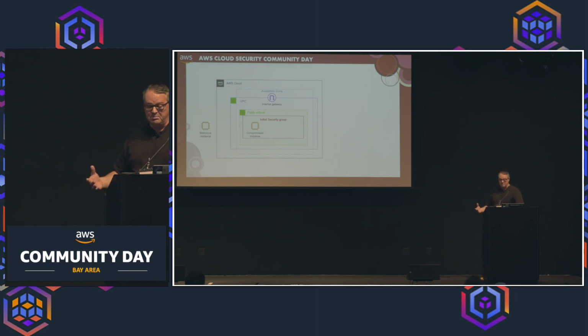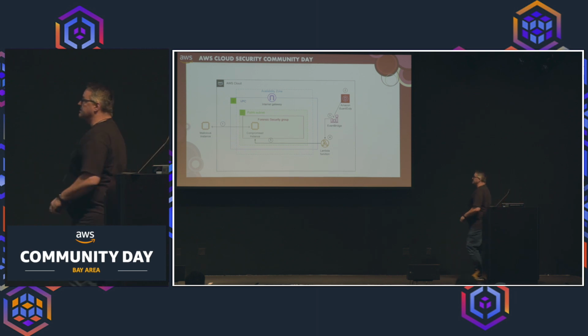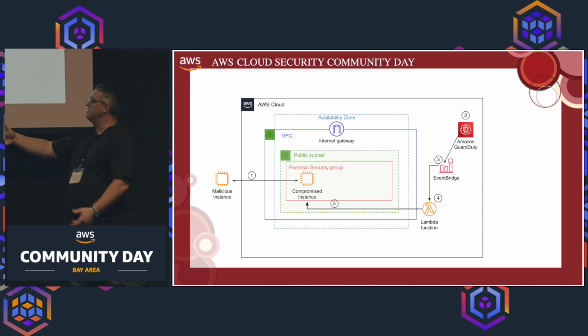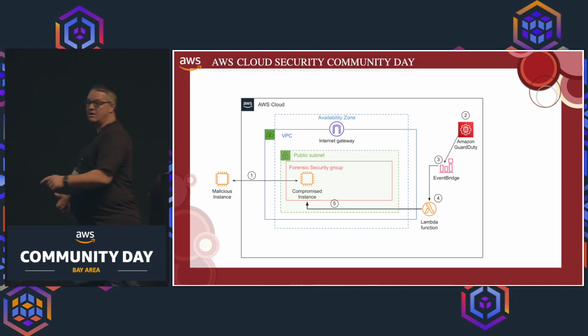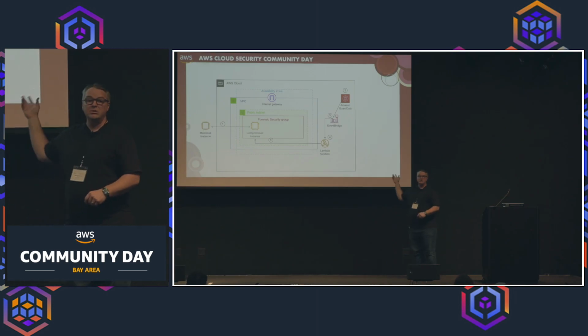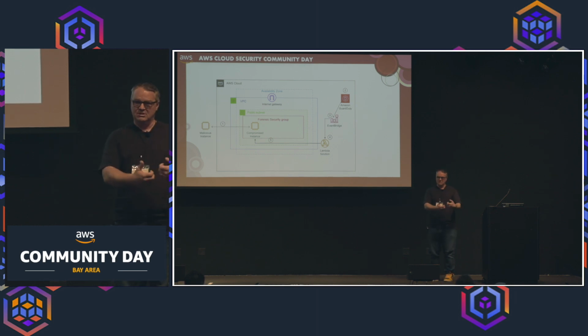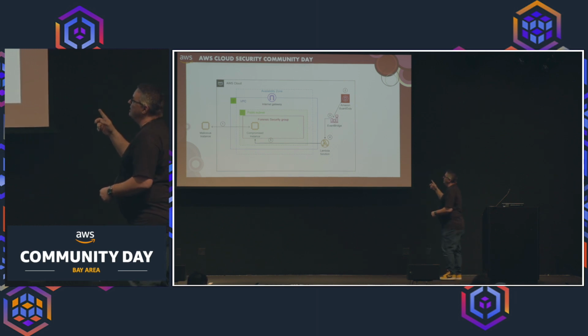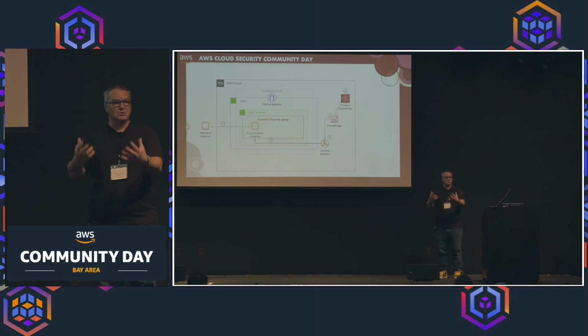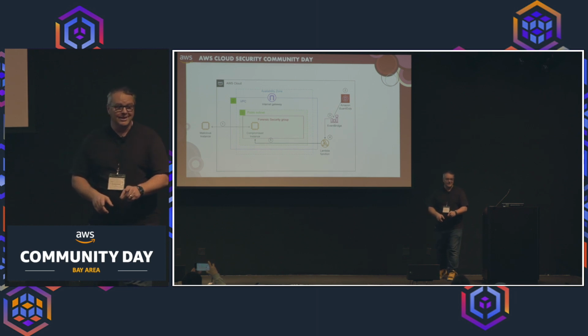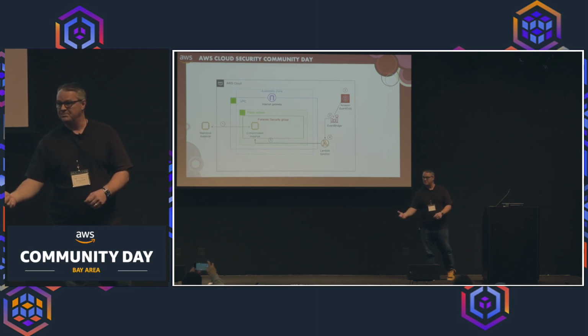So here's what we're going to build with these services. What's going to happen is my malicious instance is going to talk to the compromised instance. Now remember, we don't want that to happen. At that point, GuardDuty is going to produce a finding for me. GuardDuty is going to say, hey, this is an unauthorized connection. At that point, EventBridge is going to receive the information from GuardDuty and say, oh, I have a target, and that target is a Lambda function.